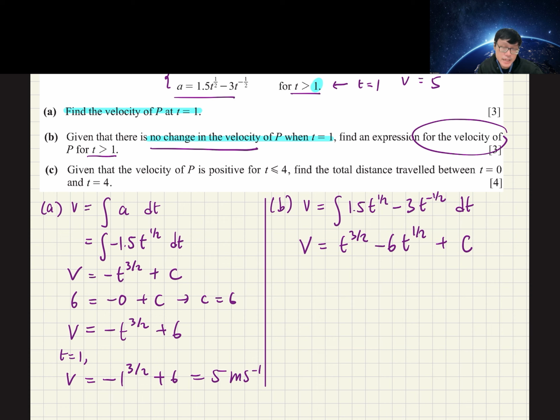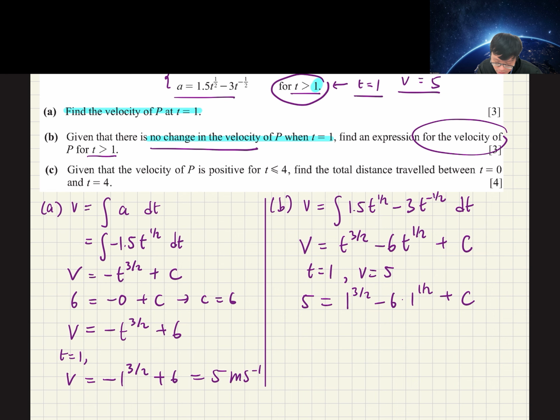Well, we cannot plug in 0 anymore because your domain starts from 1. And we know that no change in velocity means that when time is 1, velocity is 5. So we can plug in t equals 1, v equals 5. So we plug in 5 equals 1 to the power of 3/2 minus 6 times 1 to the power of 1/2 plus c. So you will get c equals 10.